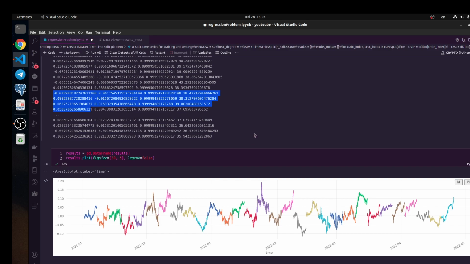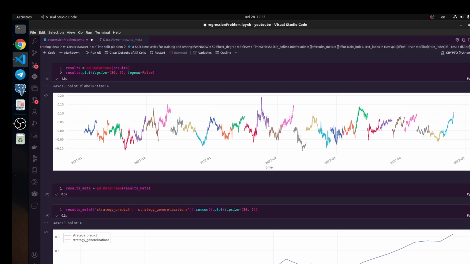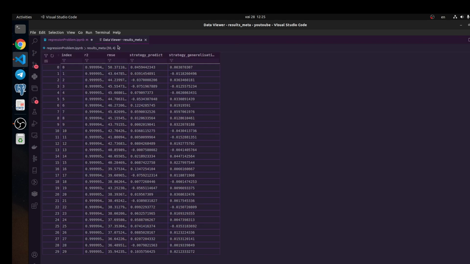Okay, so let's look at our parameters. You see sometimes we have drawdowns and some quick profit, but we need to analyze these ideas in general. Let's see what happens. We calculate our meta results as a pandas data frame, because it's a list that consists of dictionaries, and we can convert it into a pandas data frame, where the keys become columns and we get some indexes. Okay, and let's see our results. This is the prediction strategy and the generalization strategy. Let's see the negative period. You see it's a negative period, but in general we have more positive periods.